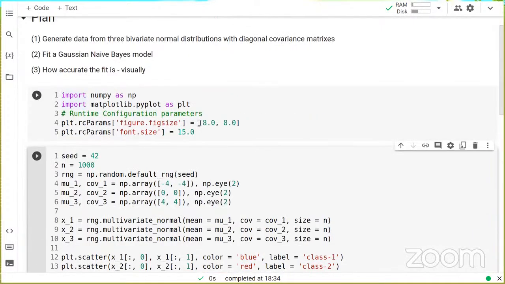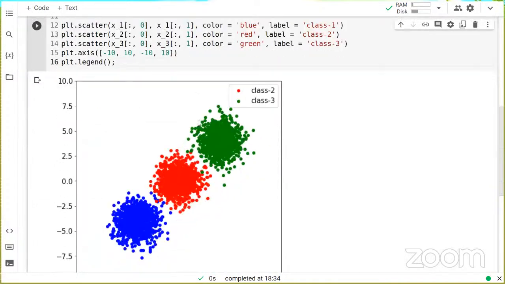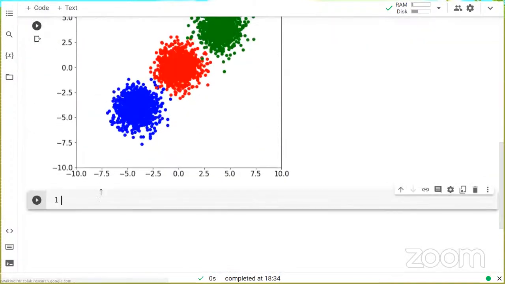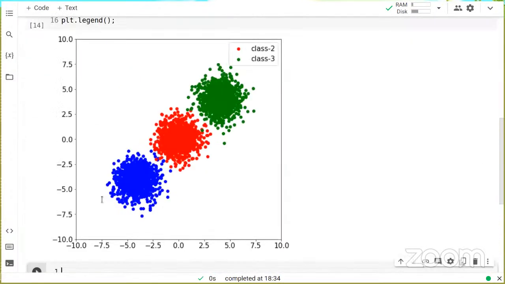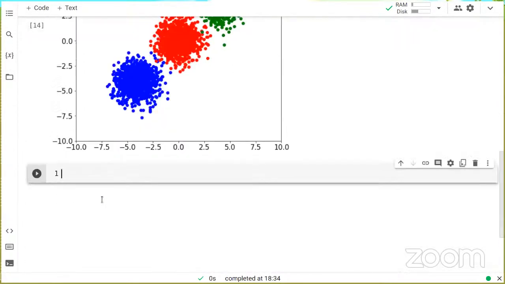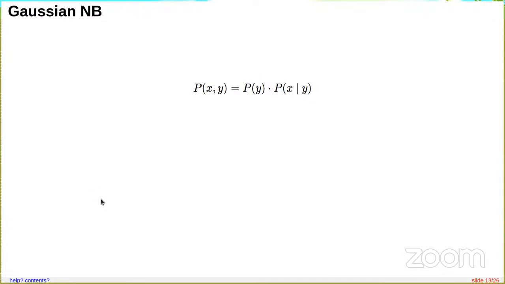Now we have to fit a Gaussian naive Bayes model, right? So that's what we'll be doing. For that, we need to go back to some very brief theory. So P of x comma y, this is basic probability, is P of y times P of x given y. P of y, if you recall, is the prior. P of x given y is the likelihood.